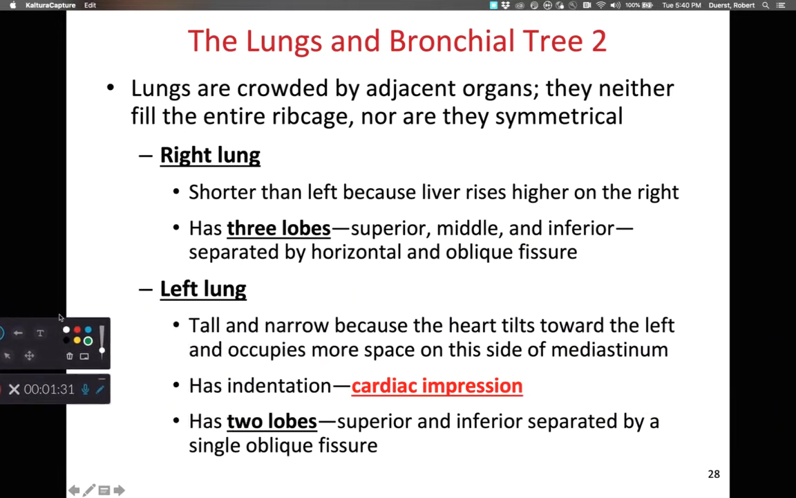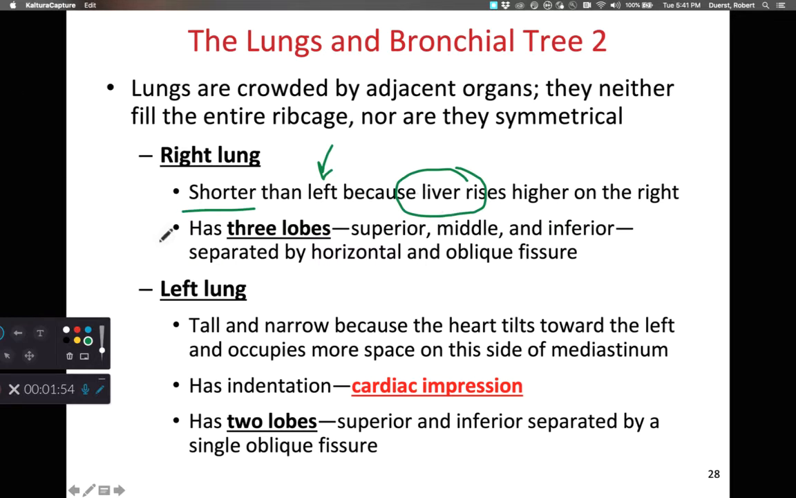As we look at our right lung, it's worth emphasizing that the right lung is shorter. And the reason our right lung is shorter than the left lung is because our liver rises up partially into the thoracic cavity, not into, but pushes against the diaphragm, making the thoracic cavity a little bit smaller on the right side of our bodies.